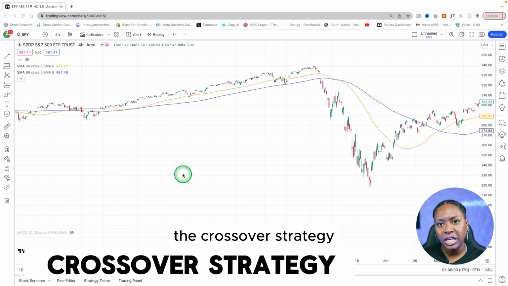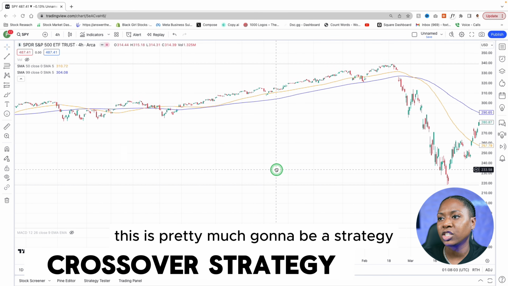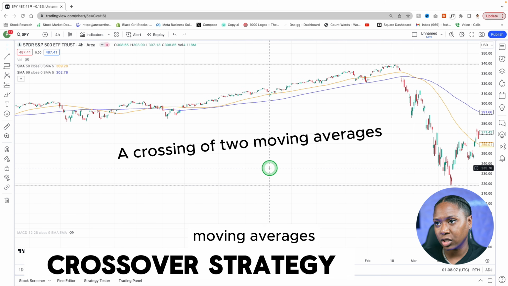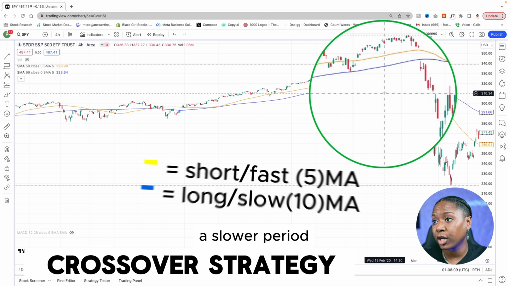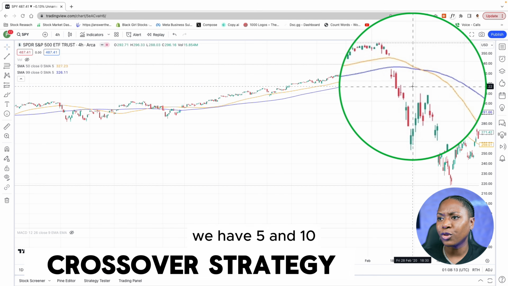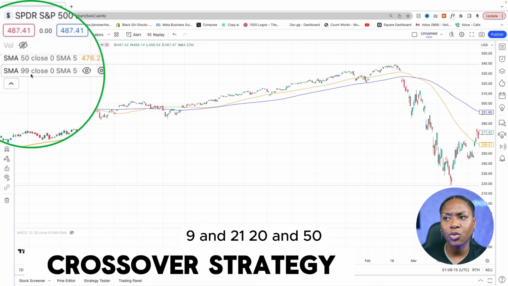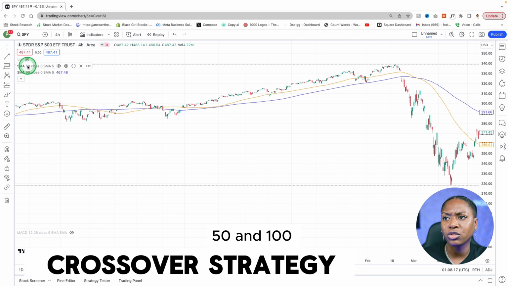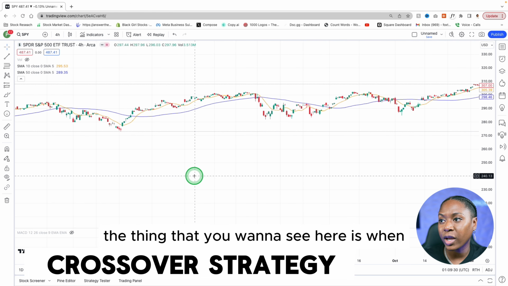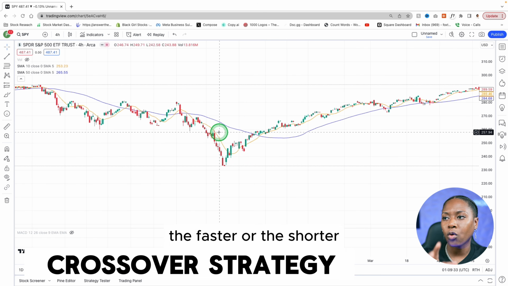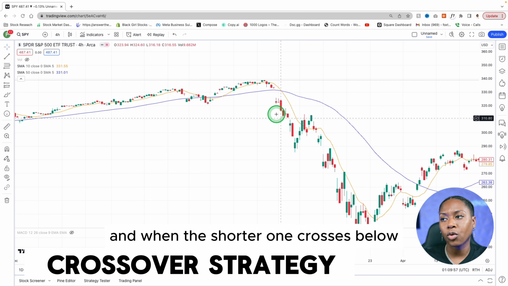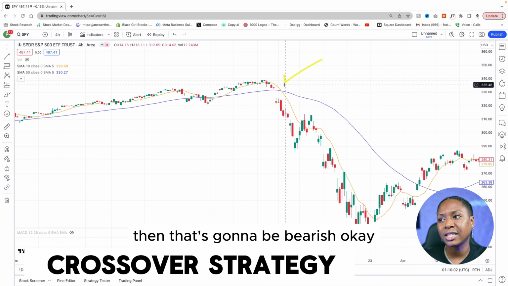The crossover strategy is pretty much going to be a strategy that refers to the crossing of 2 moving averages. One is going to show a slower period and one is going to be shorter. For example, we have 5 and 10. You can use 5 and 10, 9 and 21, 20 and 50, 50 and 100, 50 and 200, whatever you decide to use. The thing that you want to see here is when the faster or the shorter crosses above the slower one, then that's going to be a bullish signal. And when the shorter one crosses below the longer one, then that's going to be bearish.